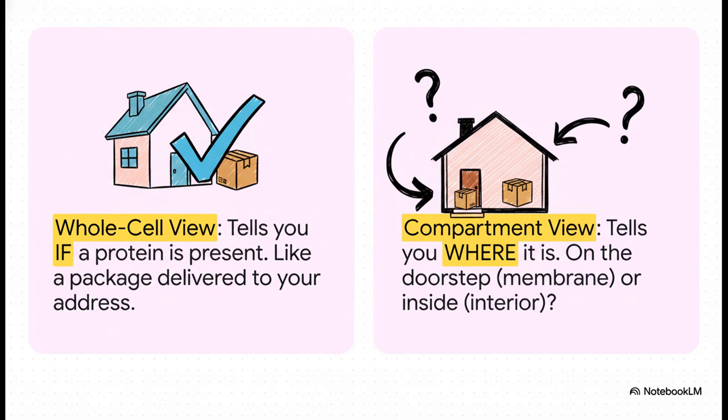And this is where the old way of doing things really falls short. See, older methods could only give you a whole cell view. They could tell you if a protein was in the cell, kind of like getting a text that says a package was delivered to your address. But that's not good enough, is it? For the really important research, you need to know where it is. Is that package sitting on the doorstep, the membrane? Or did someone bring it inside to the living room, the interior? That's the detail that changes everything.